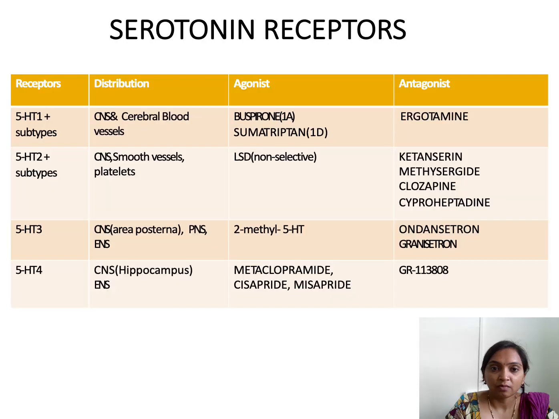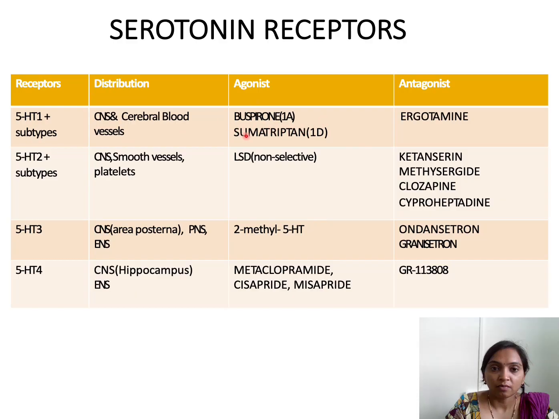So moving on to various agonists and antagonists. Before that we will just see the receptors. There are four major types of serotonin receptors. Actually there are 7 serotonin receptors, but clinically significant and useful serotonin receptors are 4. 5-HT1 is mainly present in the CNS and the cerebrovascular system, and it is used in case of migraine.